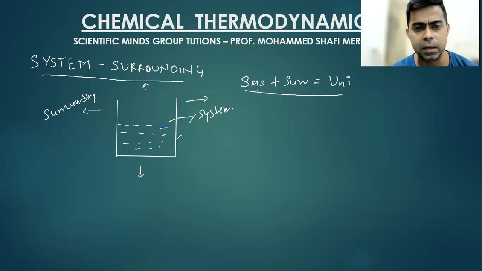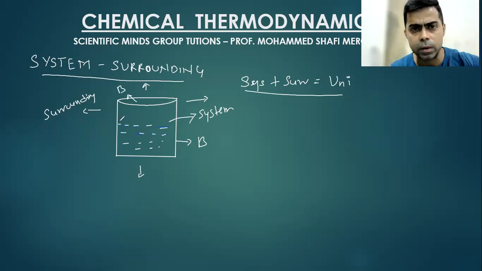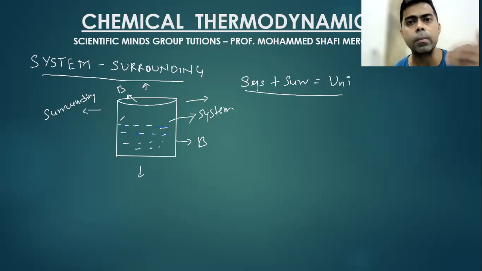Now, boundary can be real or imaginary. For example, in this case, the wall of the beaker is a boundary plus a hypothetical area around here. This is a hypothetical boundary. This is also a boundary. The surface of the beaker is also a boundary. So boundary can be imaginary or real. Through a boundary, matter can exchange. If it is an imaginary boundary, energy can exchange. Whether it is imaginary or real, energy can be exchanged, unless and until it is insulated.